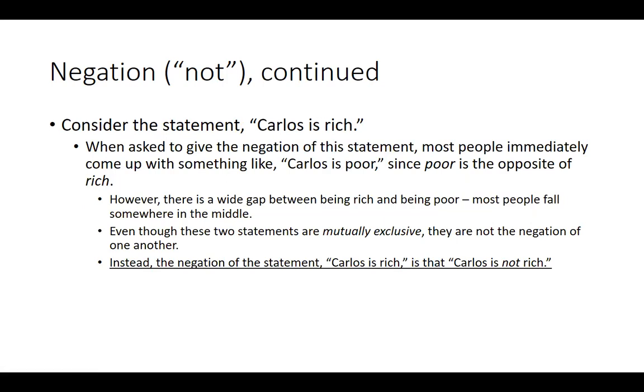Consider the statement, Carlos is rich. When asked to give the negation of this statement, most people immediately come up with something like, Carlos is poor, since poor is the opposite of rich. However, there is a wide gap between being rich and being poor. Most people fall somewhere in the middle. Even though these two statements are mutually exclusive, they can't be true at the same time, they are not the negation of one another. Instead, the negation of the statement Carlos is rich is that Carlos is not rich. So we just use the word not to get the negation.